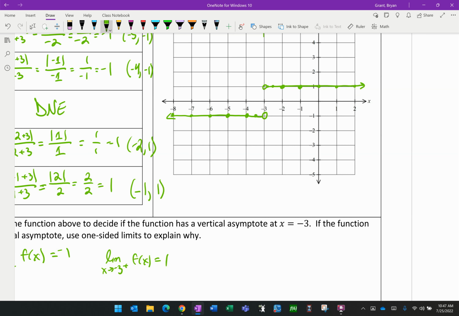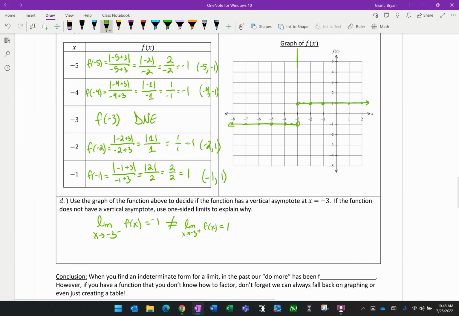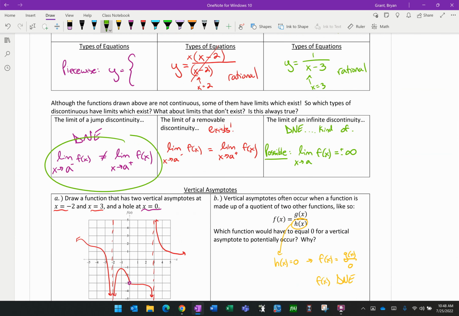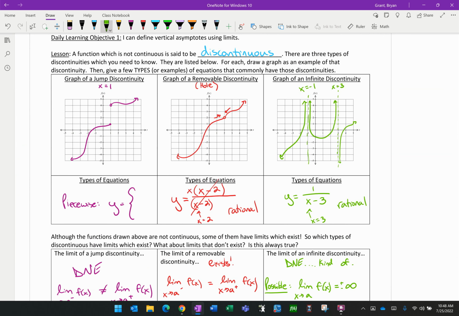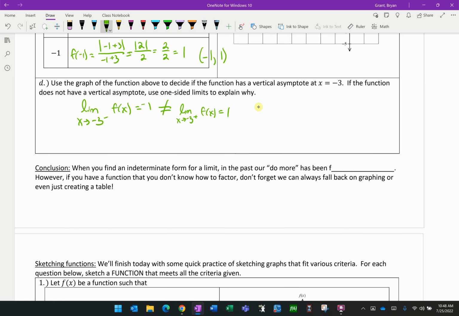Okay? So if we're looking at these two and we have two one-sided limits that are not equal to each other, we can throw in a not equal right here, right? What type of discontinuity do we call this? I think we even defined this back on our first page, didn't we? We said that if the two one-sided limits aren't equal, then we called this discontinuity a jump discontinuity. This is not a vertical asymptote, right? So we're actually going to put two things here. First, we're going to say not a vertical asymptote.